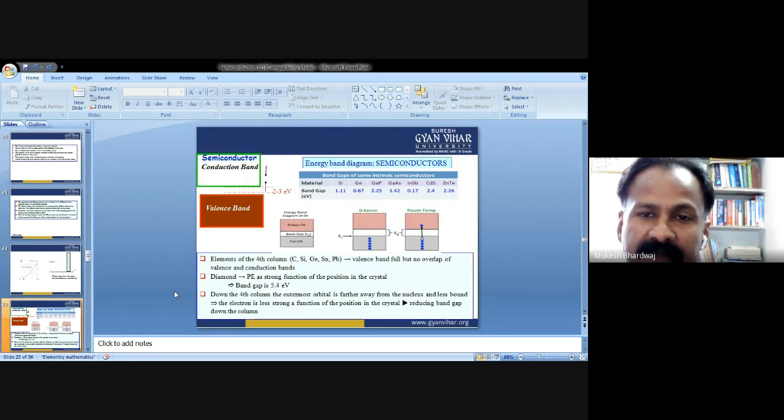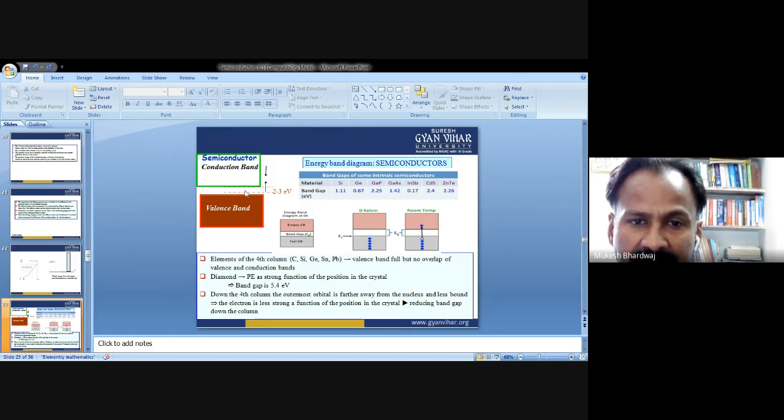Now this is a comparison between the insulator, conductors and semiconductor. Before starting the comparison, we should first understand the semiconductor. As you see in the figure, one band is known as the conduction band, the second band is the valence band, and the gap between these two bands is 2 to 3 electron volt. This is known as the energy band diagram of a semiconductor, and it is different for different semiconductor materials.